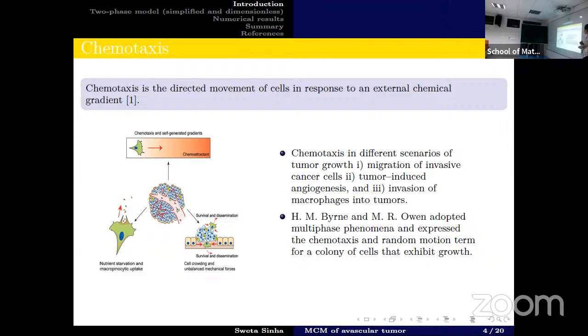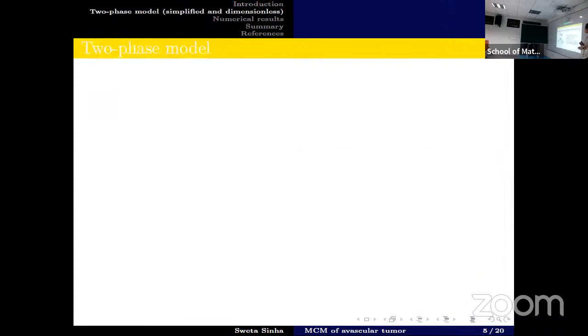Moreover, Werner adopted multi-phase phenomena and expressed the chemotaxis and random motion terms for a colony of cells that exhibit growth. So our plan is also to exhibit chemotaxis and random motion for the migration of tumor cells in a two-phase medium. So now we will present our two-phase model. It consists of a system of nonlinear partial differential equations.